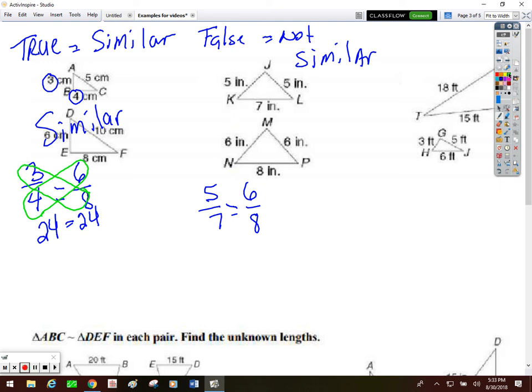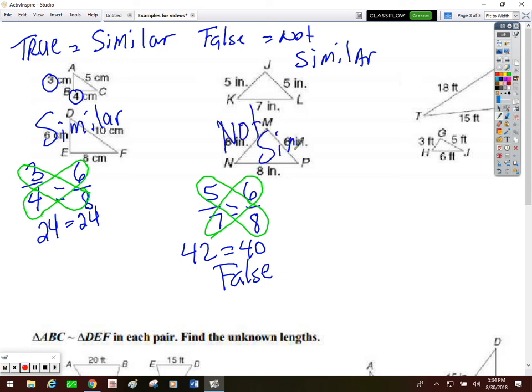But we're going to do the same thing we just did. We're going to set up our cross multiplication. So we cross multiply: 7 times 6 is 42, and 5 times 8 is 40. Well, this is a false statement. That's false, so these two are not similar. See how it works? You just have to be careful with it.